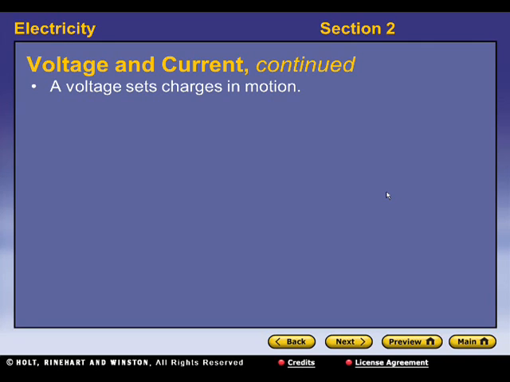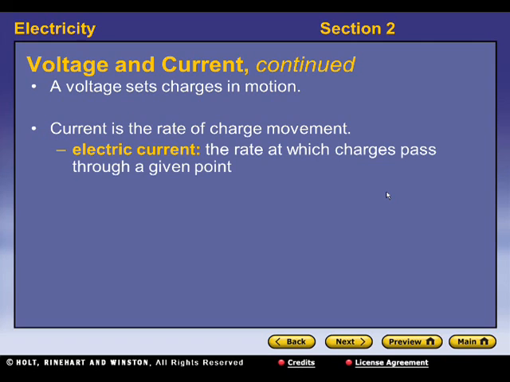Alright, so a voltage, basically what it does with the difference in potential energy there, it makes charges move. So it sets those charges in motion. And when we talk about current, current is the rate of charge movement, or how many charges are moving in a unit time. Kind of like if you go out and count the number of cars that go by you on a road, that would be a rate of cars in motion. In this case, we're talking about the rate at which charge passes through a given point, and that's called electric current. The SI unit of current is something called the ampere.